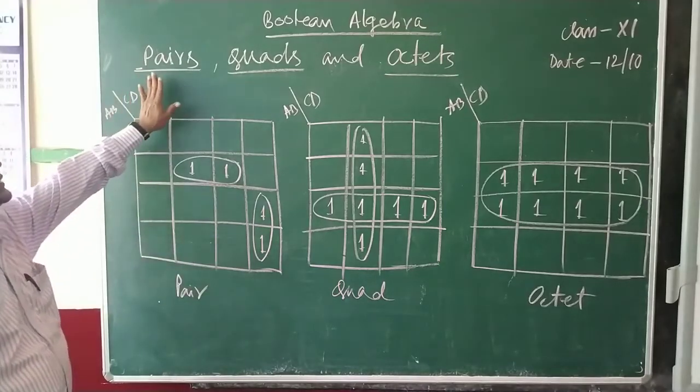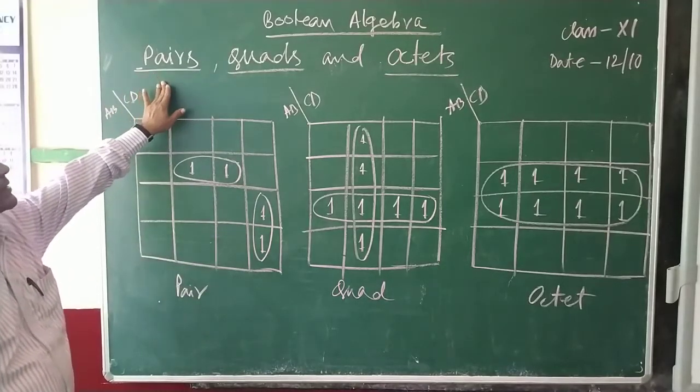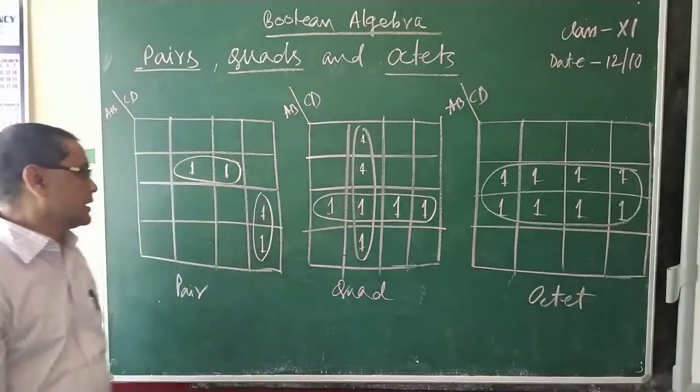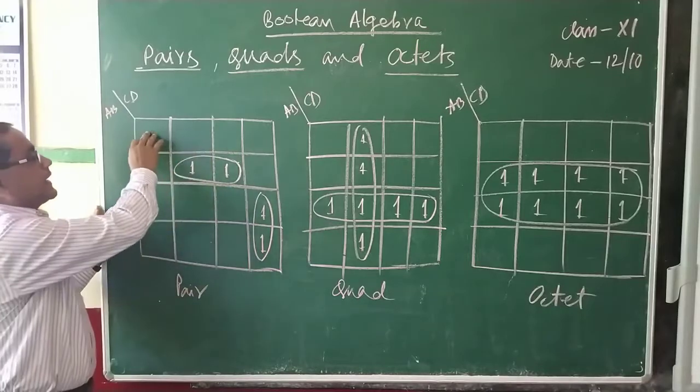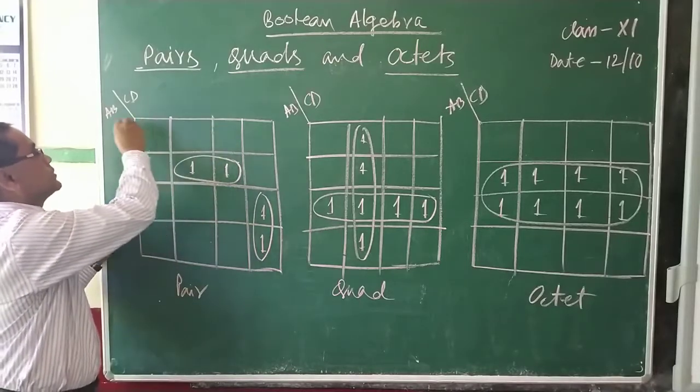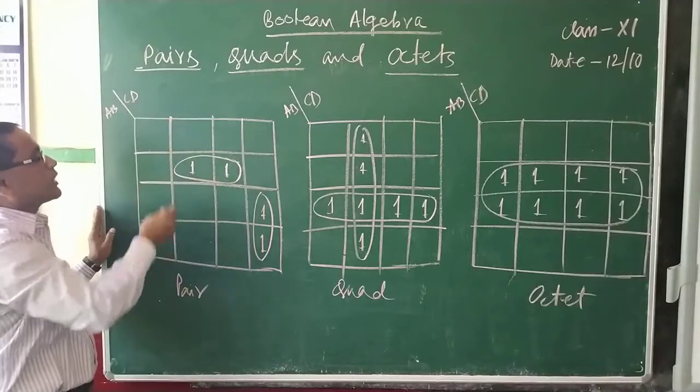Now you see there are 3 ways: pairs, quads, and then octets. So this is one K map design here. I didn't write inside that. You have to write the m values. This is ABCD, or the other way you can write.